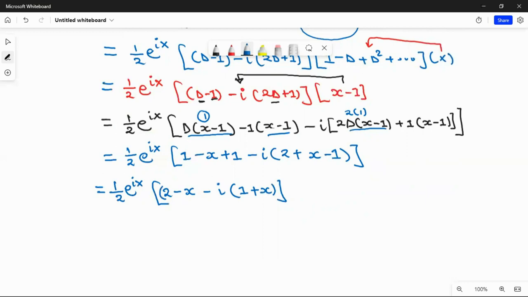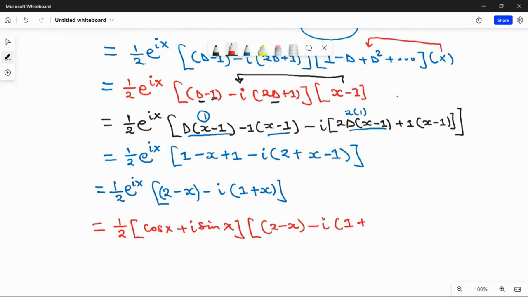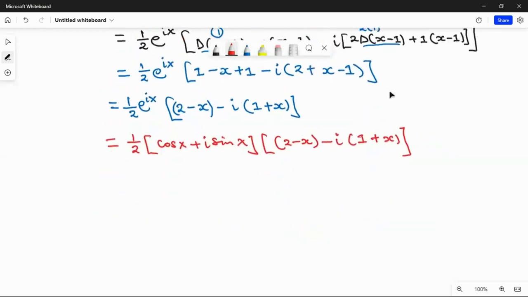Remember, we can group this. This is the real part and the other one is the imaginary part. And remember, exponential iota x is the same as cos x plus i sine x. So we can replace that by its value of the identity. So that's the same as 1 over 2, so that here I have cosine of x plus i sine of x. This should multiply 2 minus x minus iota 1 plus x. And so we said we need to extract the real part. So when we extract the real part, we are going to get our particular integral.